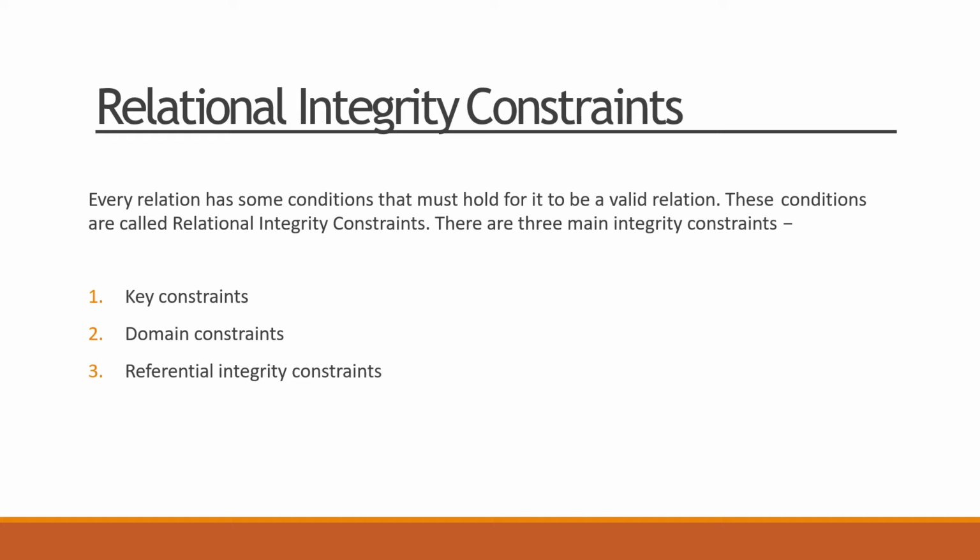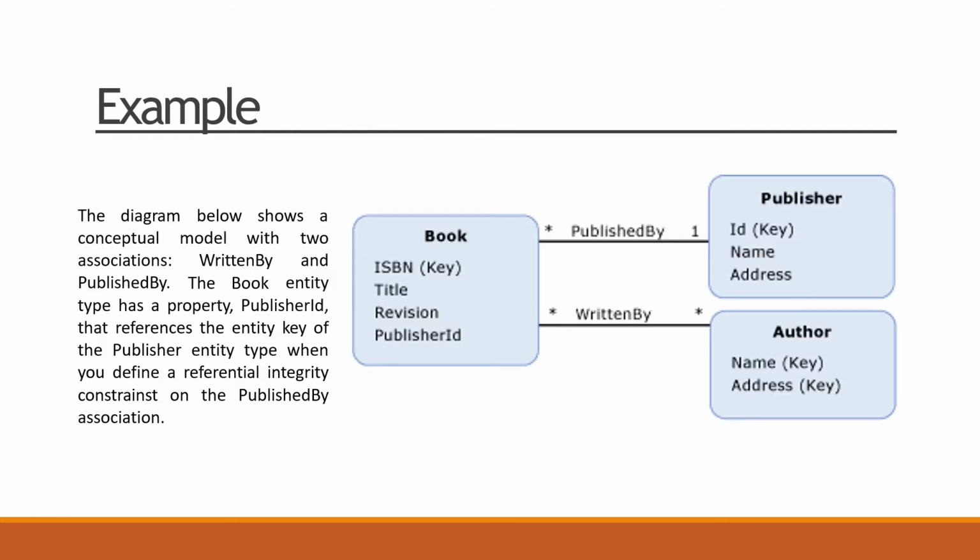Then comes relational integrity constraints. Every relation has some conditions that must hold for it to be a valid relation. These conditions are called relational integrity constraints. There are three main integrity constraints. First is key constraint, then domain constraints, then referential integrity constraints. We will study them in detail.